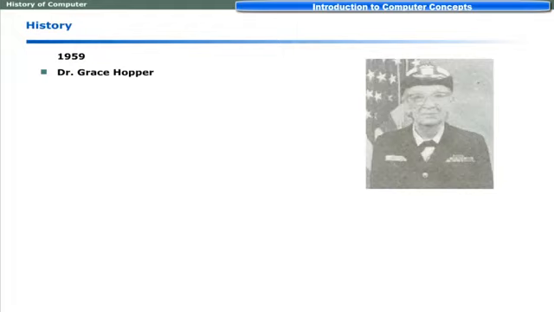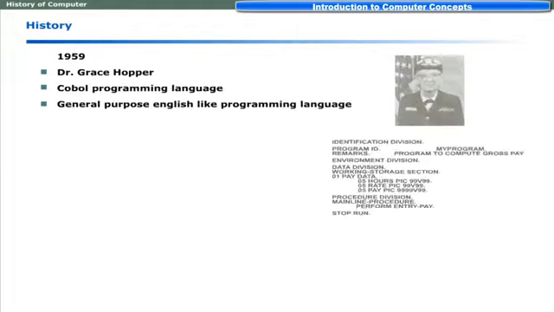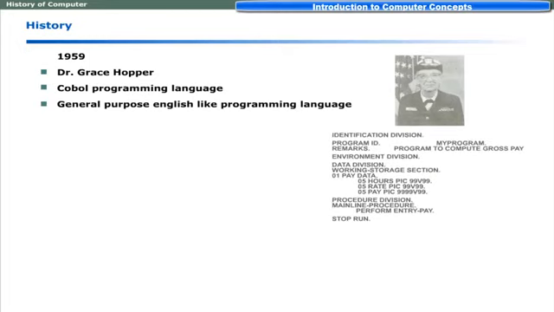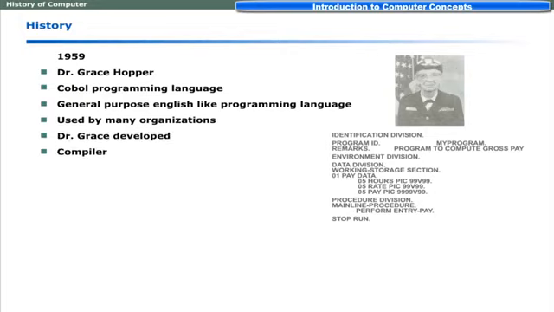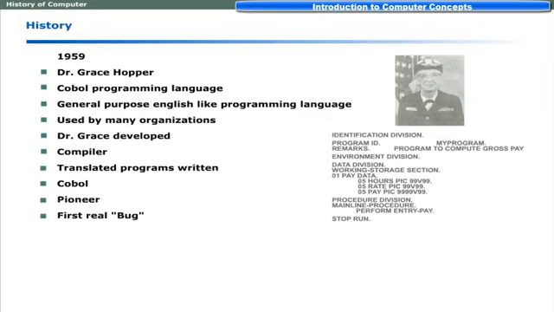Hopper conceived the idea of the COBOL programming language. It was a general-purpose, English-like programming language that is still used by many organizations. Dr. Grace Hopper developed a compiler that translated programs written in COBOL to run on a variety of computers. She is also the pioneer to find the first real bug in a computer. Programmers debug software to find out errors or bugs in their programs.